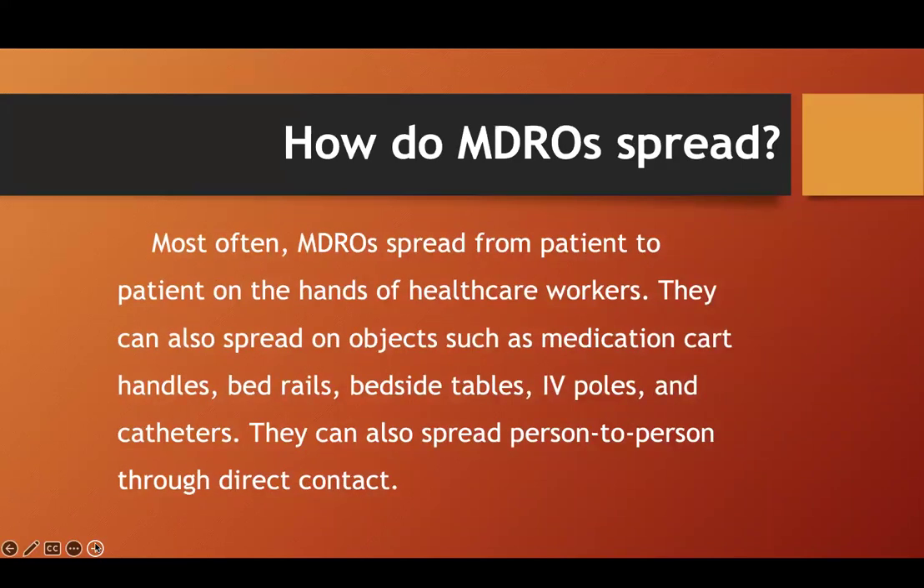How do they spread? They spread from patient to patient. Most of the time they spread on the hands of healthcare workers. They can also spread on inanimate objects such as medication carts, handles, bed rails, bedside tables, IV poles, catheters. They can also spread from person to person through direct contact. So we need to make sure that we are using proper hand washing and proper environmental cleaning so that we are not causing that spread. But generally, hand washing is the biggest way to prevent this.